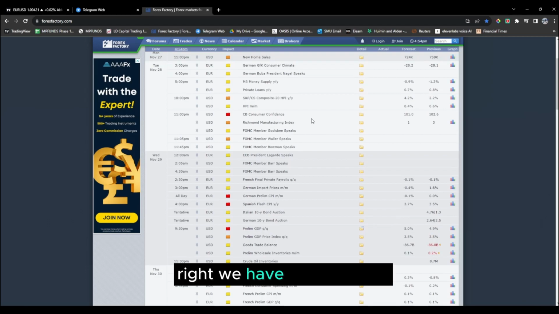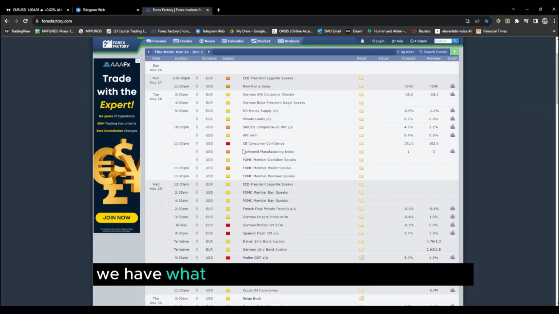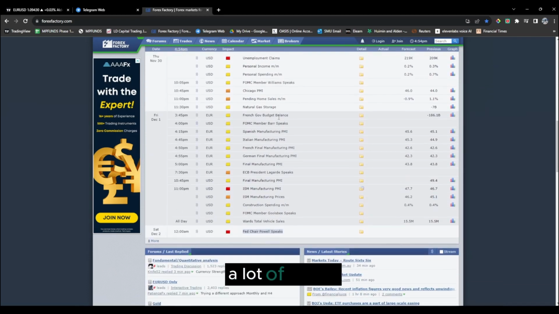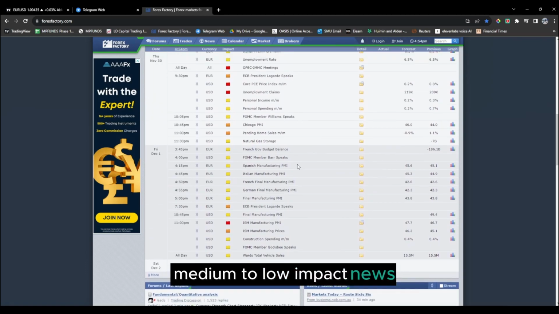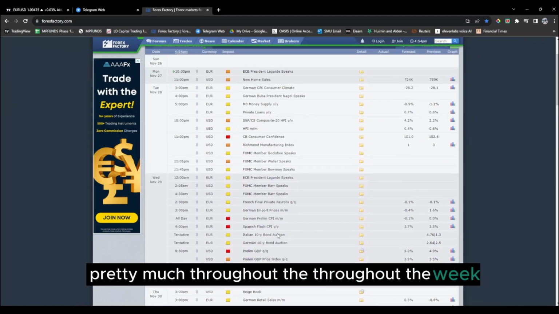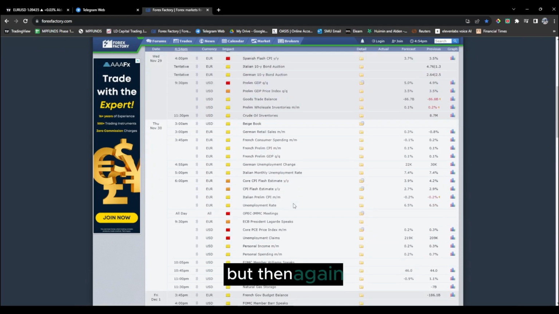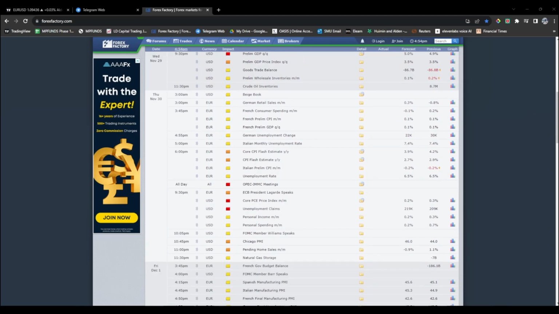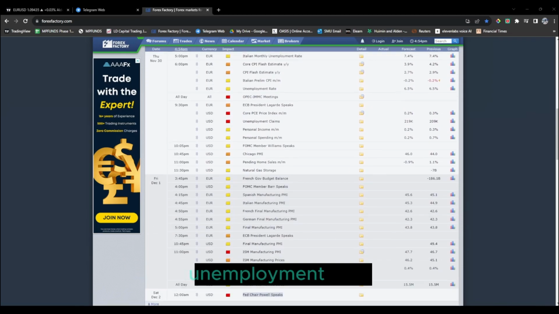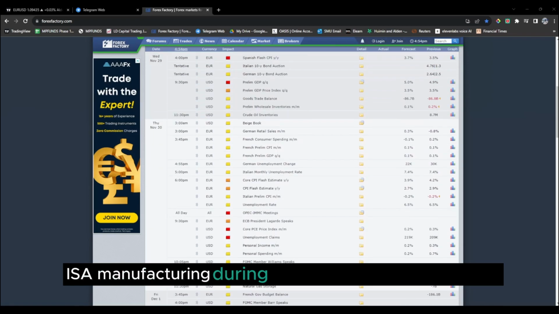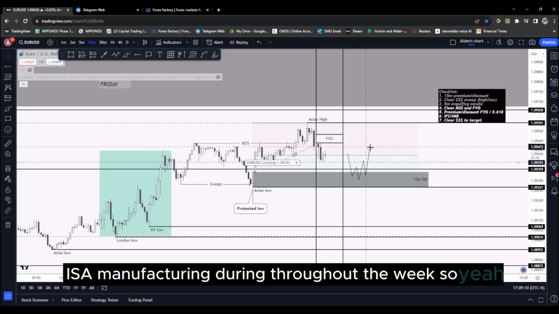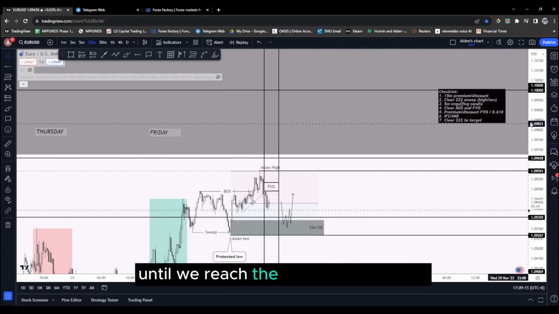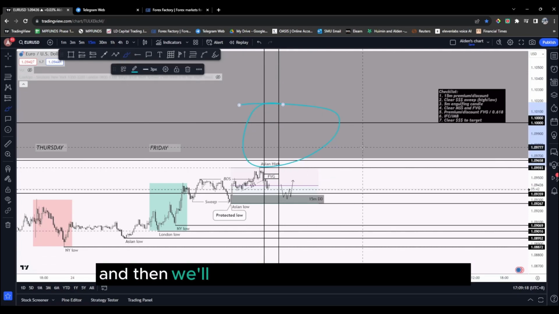For this week, we have what? Consumer confidence, home sales. We do have a lot of EU news, a lot of yellow, medium to low impact news, pretty much throughout the week. But then again, we should still take note more of the higher impact news like the core PCE, unemployment claims, ISM manufacturing throughout the week. So my bias is still bullish for the week until we reach the daily supply up here, and then we'll just see what price does.